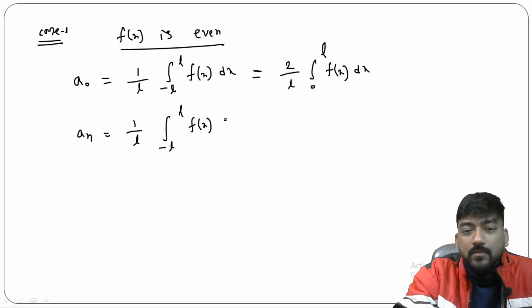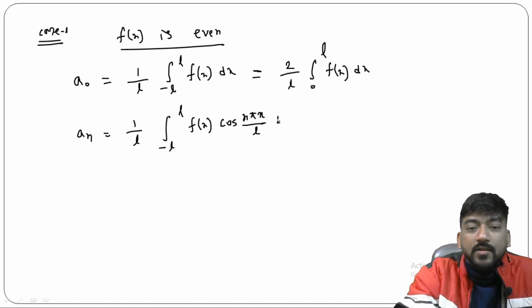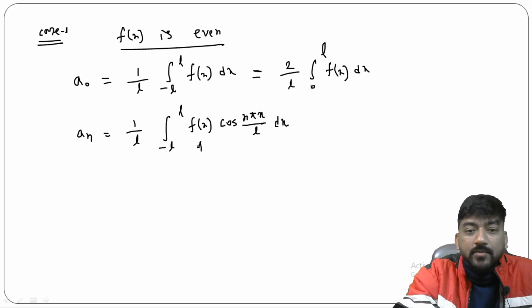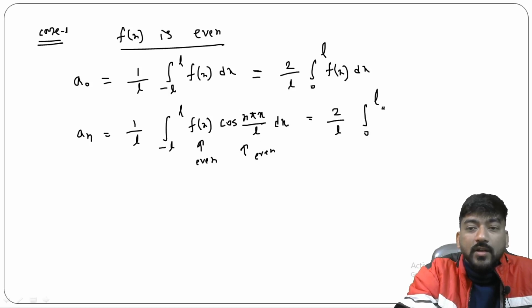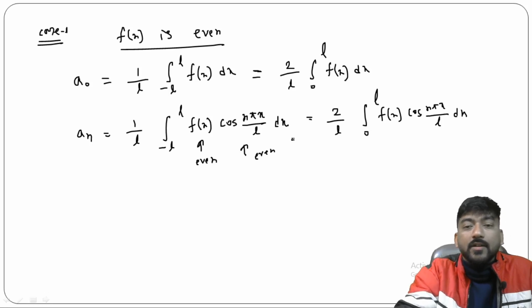Okay, f of x into cos of n pi x by L into dx. And you know, this is an even function and this is always even. Here, given f of x is even and cos is always even, so even into even is again an even function. So it will be just 2 by L integration 0 to L f of x cos n pi x by L dx. Okay, so this is a_n.